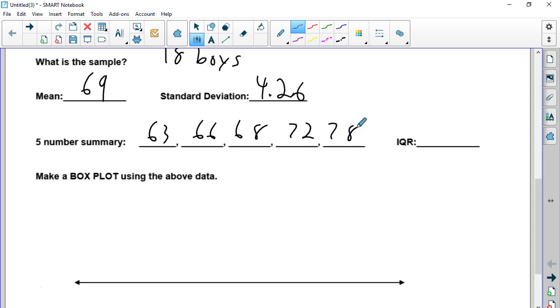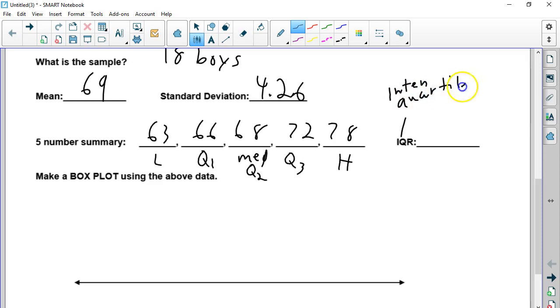Now remember, you don't have to specify what these are, but this is low, this is high, this is Q1, this is the median, also known as Q2, and this is Q3. And the IQR, interquartile range, that's what it stands for, interquartile range. And that just means between the quartiles. And we technically do Q3 minus Q1. So 72 minus 66, the interquartile range is 6.